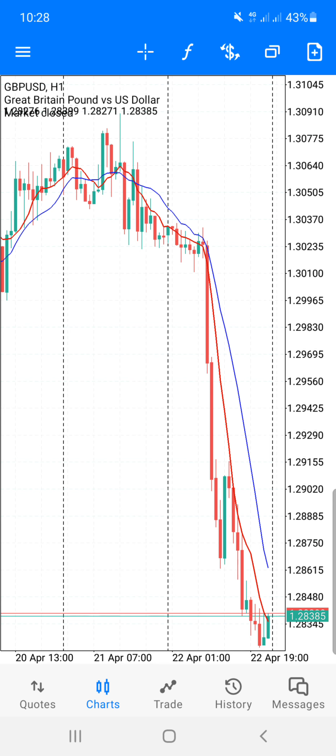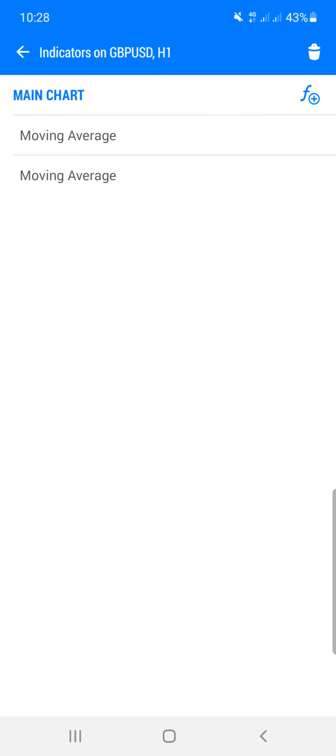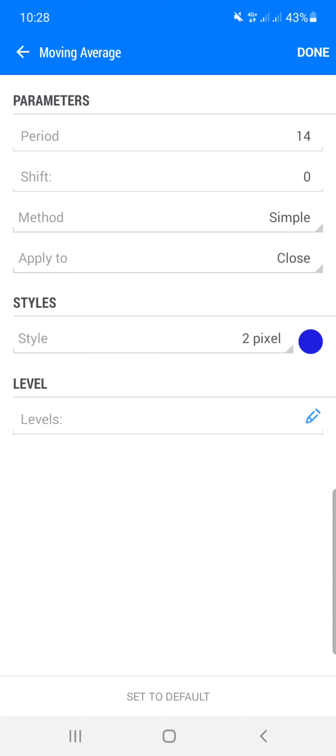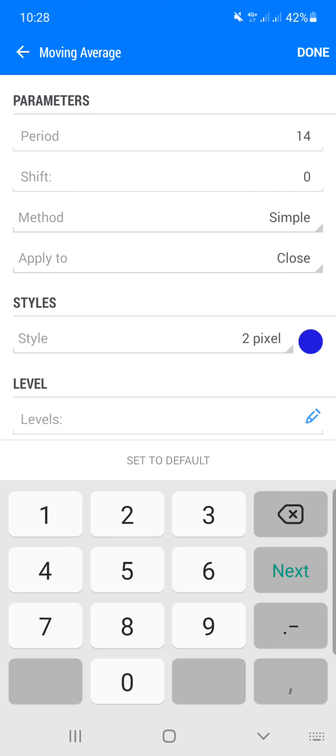So now we click on this F sign again. Click on this F plus sign. Click on moving average. We change this now to 89.